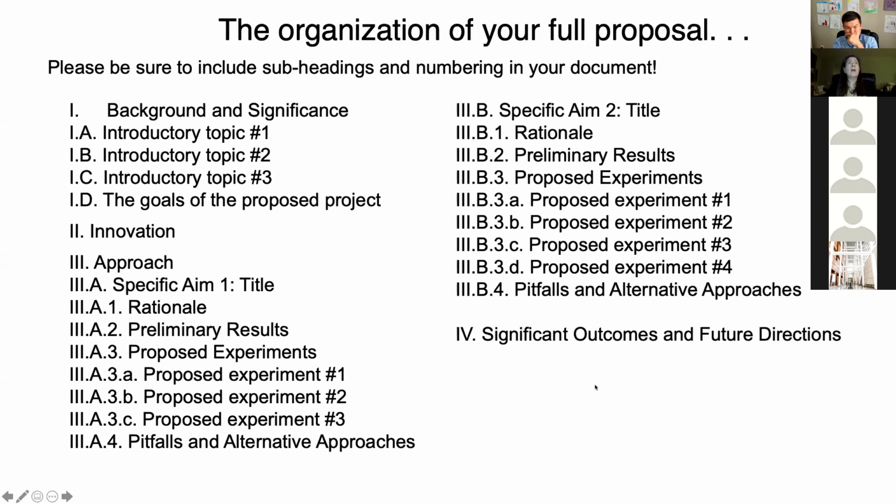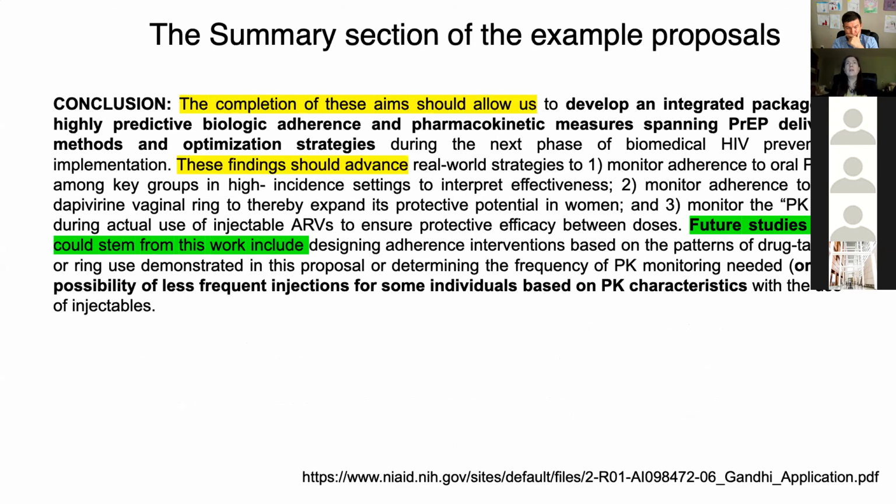Okay, so going back to our headings, this will be the last section. So this is the very end of your proposal, the last few lines of your 10 pages. Let's spend a little bit of time going through two different summary or future direction sections in these example proposals available from the NIH website. The one I'm going to talk about here is the Gandhi proposal. What I do is highlight in yellow those sections that are the significant outcome, the 4-year goal type information.